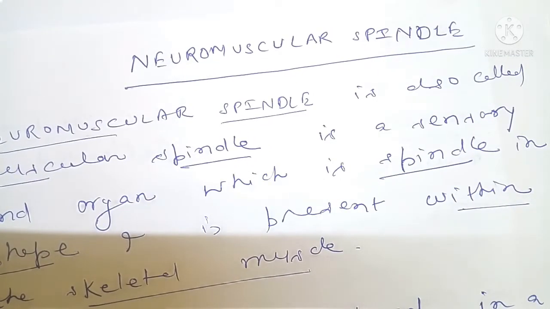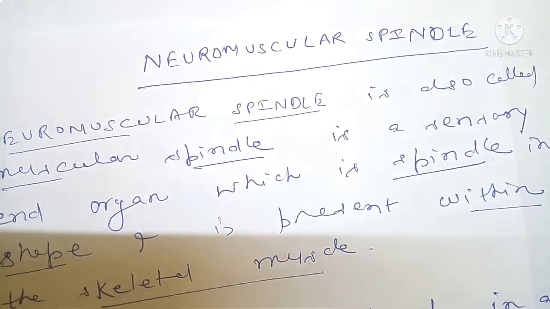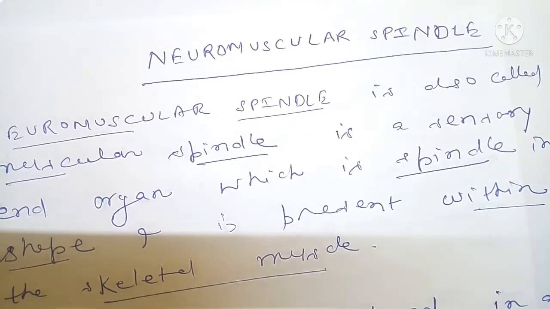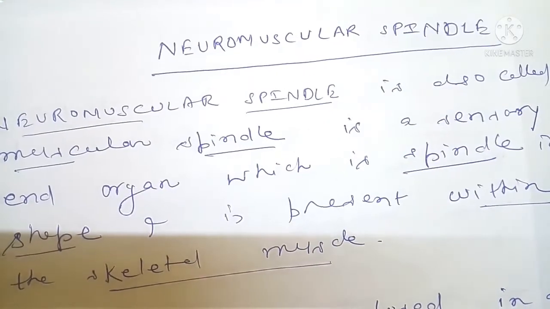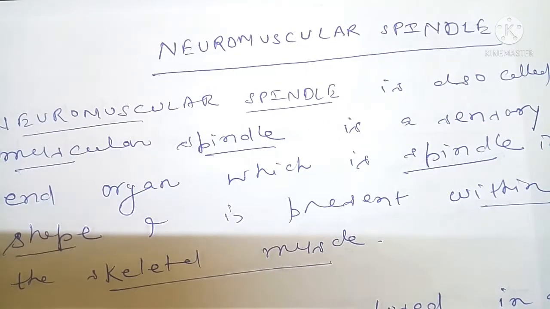Ravi Keshri. In the previous section, I discussed the neurons, the types of neurons, and the neuroglia cells, and today I will discuss a very important concept, the neuromuscular spindle or muscular spindle.